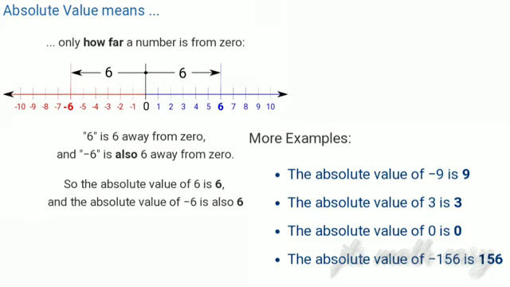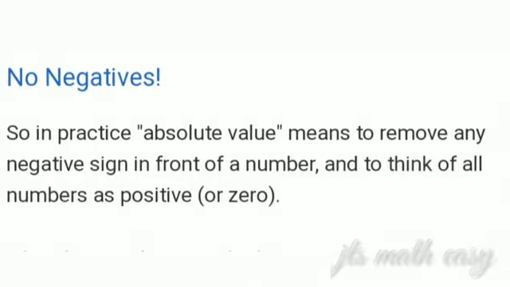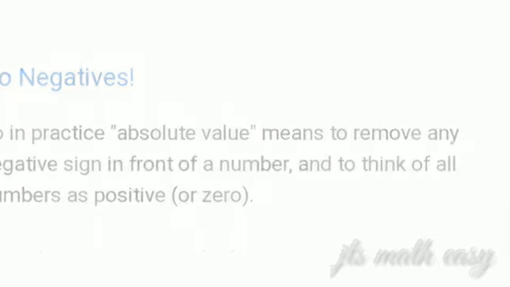So just look here, we have some more examples. Minus 9, so 9. 3 is 3. Okay, then 0. What about 0? The absolute value of 0 is 0. So simply remember that absolute value means to remove any negative sign in front of your number and to think of all numbers as positive or 0. So this is what you have to remember about your absolute value.